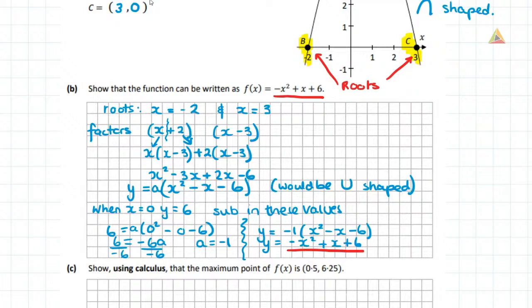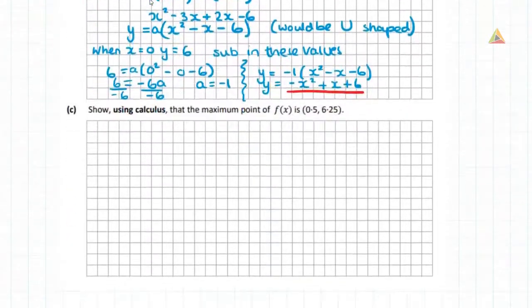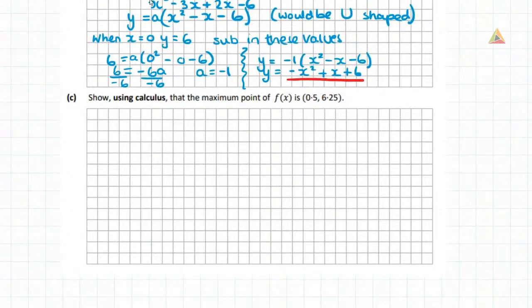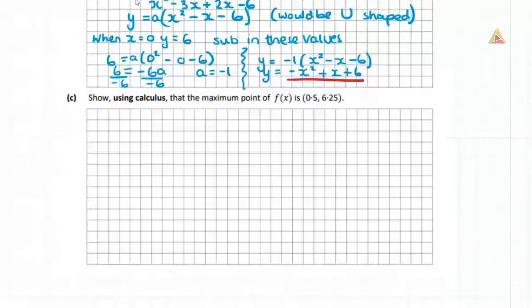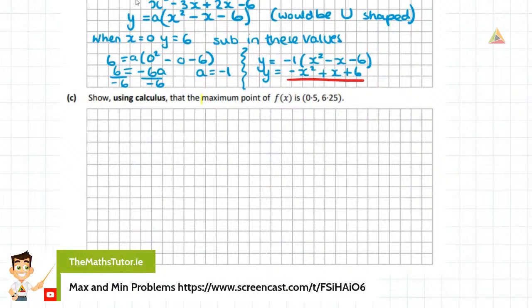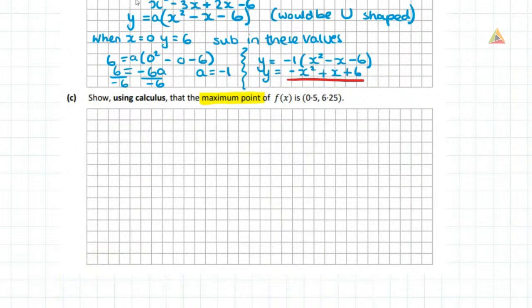Now we're going to go and look at our calculus. So we've worked out what the function is, and now it says show using calculus that the maximum point of f of x is. So remember, one of our videos that we're showing you there is all about maximums and minimums, because when we're dealing with these local max or local min points or turning points, this is where we're going to be saying f dashed of x or dy dx is going to be equal to 0 at a maximum point.